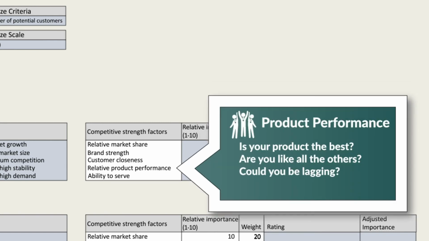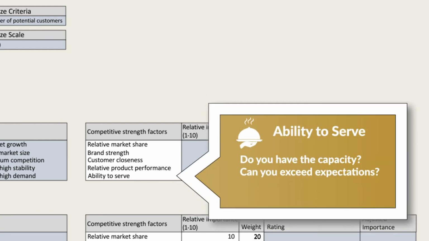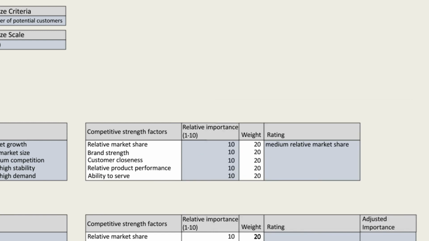Relative product performance is an honest assessment of how your product performance compares to your competitor's offering. Do you really have a competitive advantage in terms of product performance, or are you in the middle of the pack, or are you maybe substandard even? When it comes to your competitors, you need to have an honest assessment of where you sit. And finally, ability to serve. Do you have the infrastructure, the delivery points, the customer service, the production capacity, and so on to meet or exceed your customers' expectations? So once you've understood those, we rate them as we did for the attractiveness factors. And again, it's pretty much a 5-point scale that again is pretty subjective. So once more, consistency is the key.